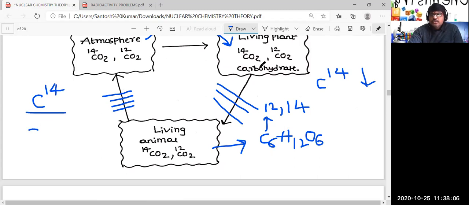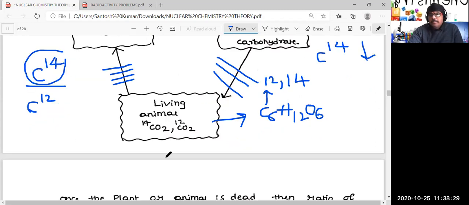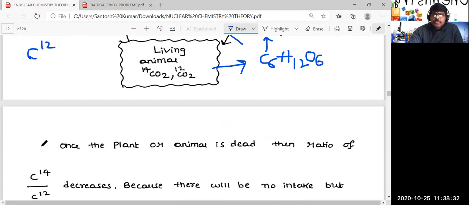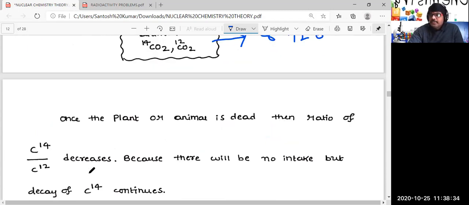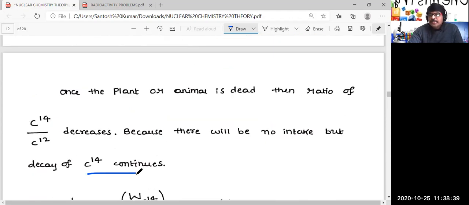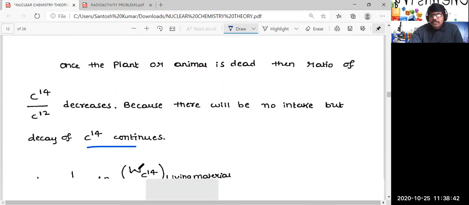C14 by C12 ratio we are talking about. So by using that C14 and C12 ratio, we are going to complete the calculation. The C14 mass gradually decreases. Since the mass of C14 decreases, this ratio will obviously decrease. Once the plant or animal is dead, the ratio of C14 to C12 decreases, because there will be no intake, but decay of C14 continues.